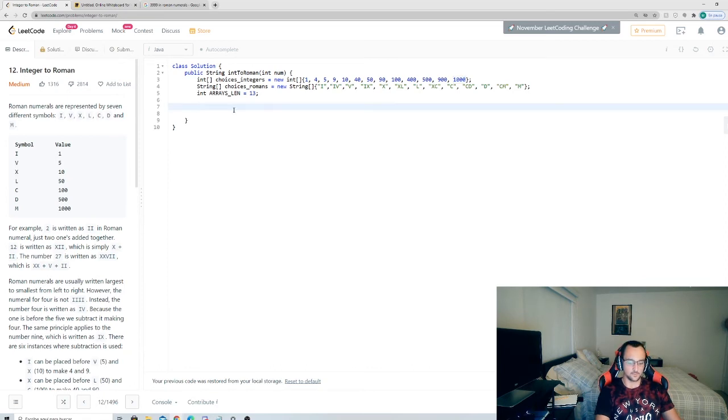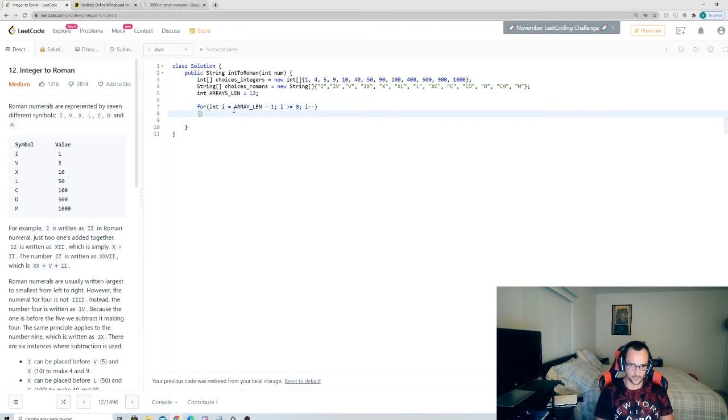up until we get to the very end of the array. So for that, we're going to need a for loop, which is going to have for integer i equal to array len minus 1, i greater than or equal to 0, and i minus minus, since we're going from the end of the array.